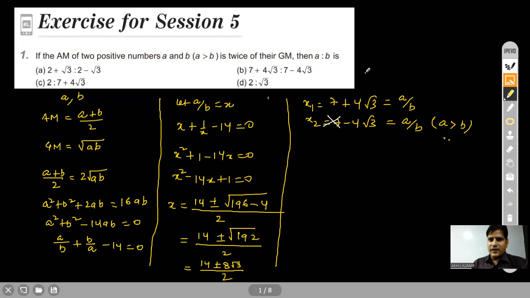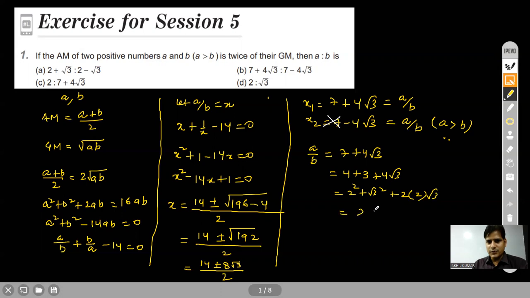And we have to find the ratio of A is to B only. So A is to B is equal to 7 plus 4 root 3, right? We can rewrite it as 4 plus 3 plus 4 root 3. So it will become 2 squared plus root 3 squared plus 2 into 2 into root 3. So it will become 2 plus root 3 whole squared, right? So we can further simplify it as 2 plus root 3.